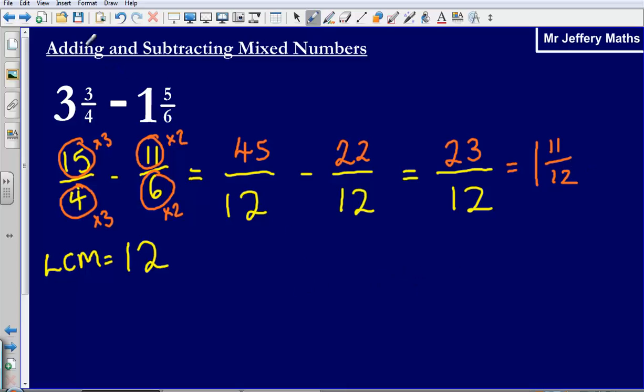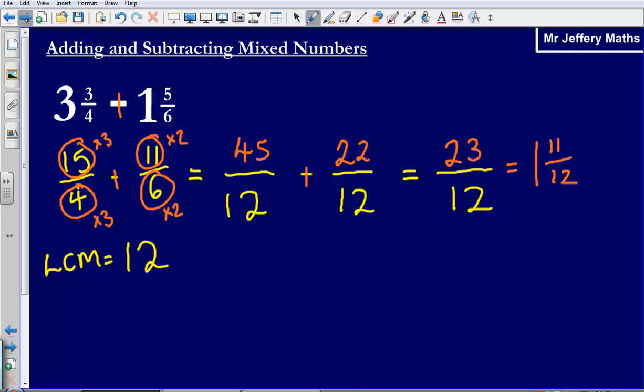Now here it says at the top, adding and subtracting mixed numbers. The method for adding and subtracting mixed numbers is no different. The only thing that would be different is that instead of having a negative sign here, I'd have a positive sign, and so I'd have a positive sign there, a positive sign there, and at this point I would just add those numbers on the top. So the method is no different, just be careful, make sure that you check whether you're adding or subtracting, and then just that final stage is the only part that's different.